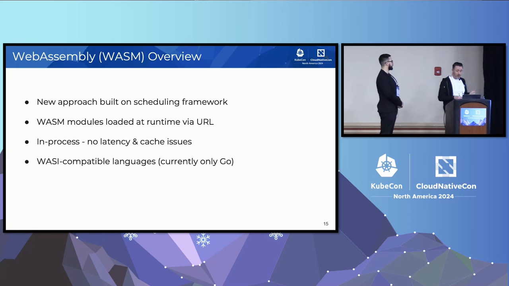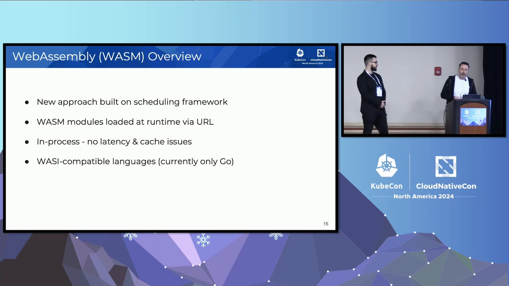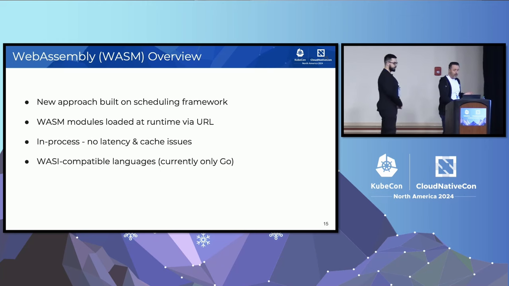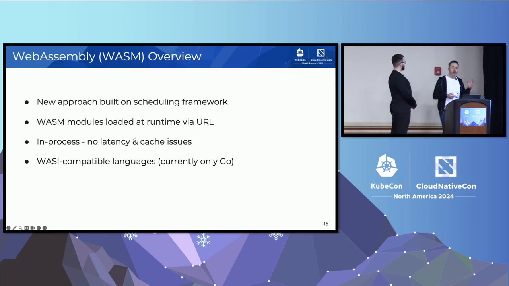It's loading the WASM plugins via URL, so you can deploy your WASM plugin to a web server or an S3 bucket. That basically means that you don't need to recompile and ship the entire scheduler anymore. And because the WASM extension plugin is running inside the scheduler process, it's avoiding all the latency and cache inconsistency issues that were associated with the extenders.